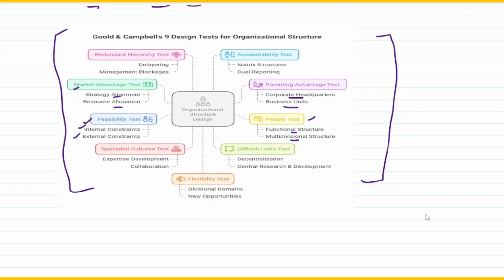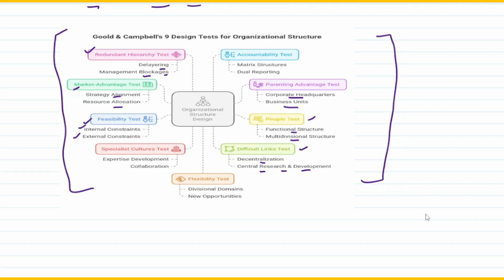Fine. Then you come to drafts, right? What are the various drafts? First of all is difficult link test. This is the first D. It talks about the decentralization and central research and development. So if you remember, if there is a conflict between the profitable business and the R&D, that's what it talks about. Then you say R is what? R is redundant hierarchy test. Basically there's a problem of layering. So how do you overcome this problem? By delayering and management blockages.